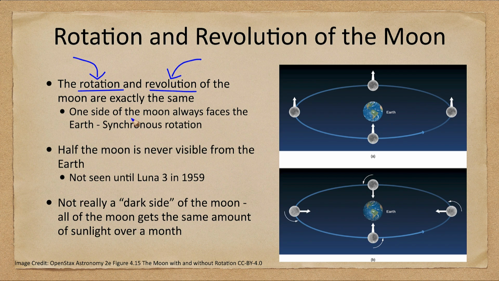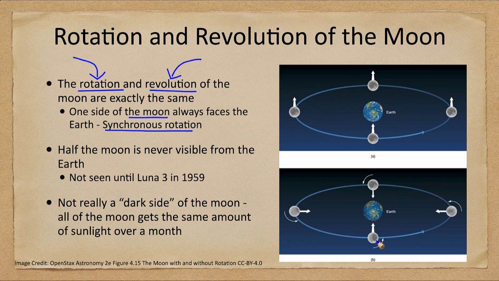That means that one side of the moon always faces the Earth, which is what we call a synchronous rotation. And that's what we see here. It means that the moon is rotating. So if the moon were not rotating, one side would always be facing in the same direction. And here we would see one side of the moon, and here we would see the other side of the moon, because that side would be constantly facing in the same direction.